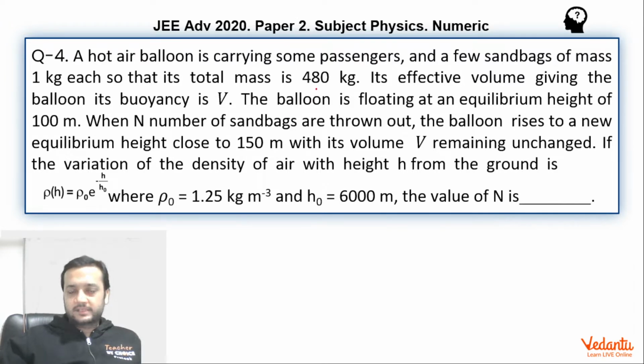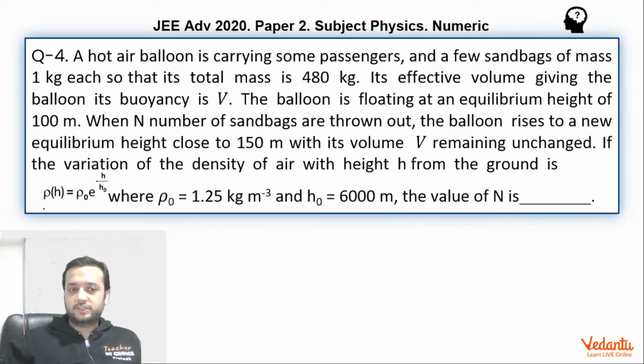A balloon, it carries some passengers as well. I'm sure you might have seen a hot air balloon. It's one hell of a ride, like amazing. So the total mass of the balloon along with passengers is 480 kg, and the balloon is floating in equilibrium at a height of 100 meters from the ground.